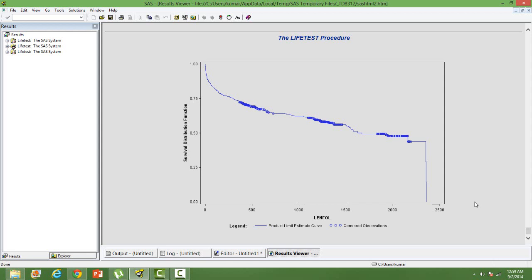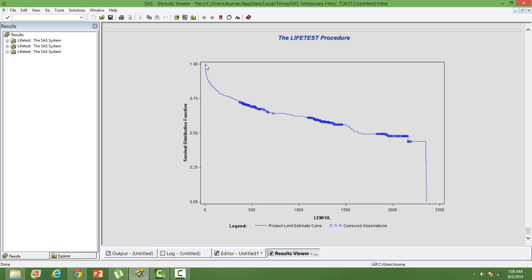All you know is the probability of survival beyond a particular time t. That t varies from 1 to the end of the period. You have more than 2000, so from 1 to the 2300th time point. When you plot this survival probability at each time point, you get a survival curve. You can see it on the screen. On the y-axis is the survival distribution function, which takes values from 0 to 1. It's nothing but the probability.